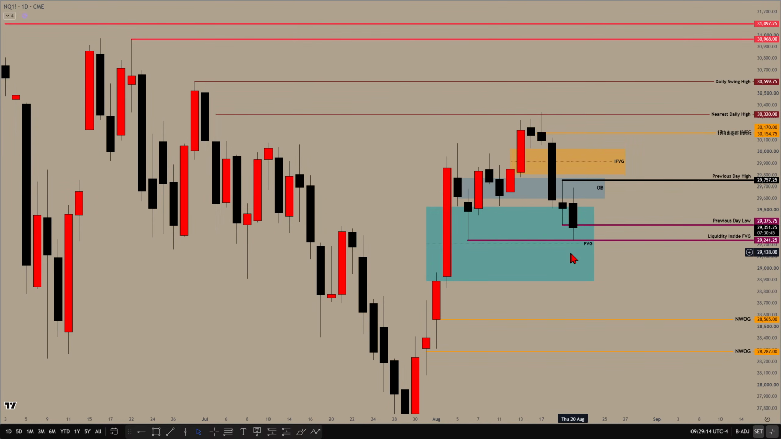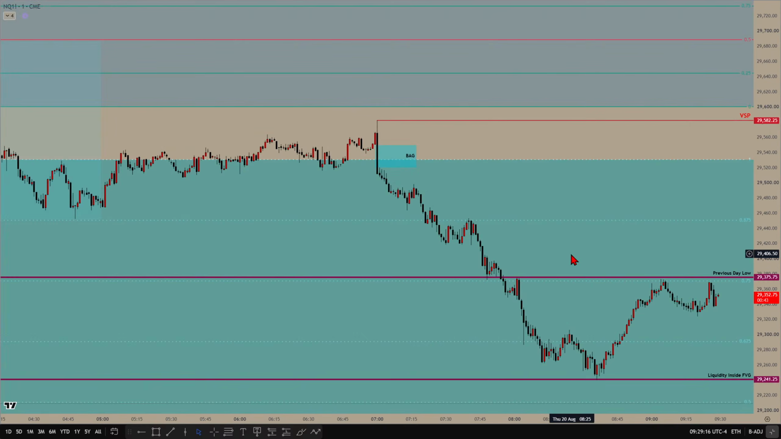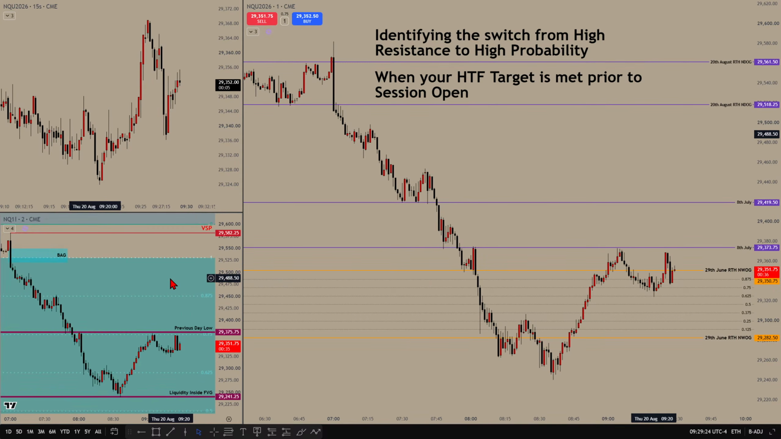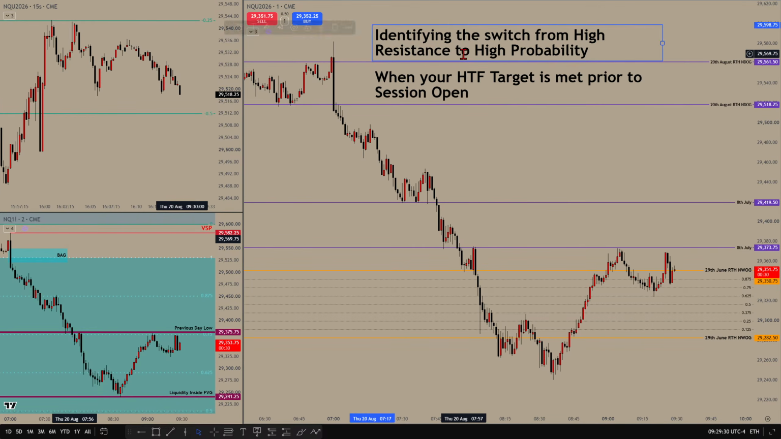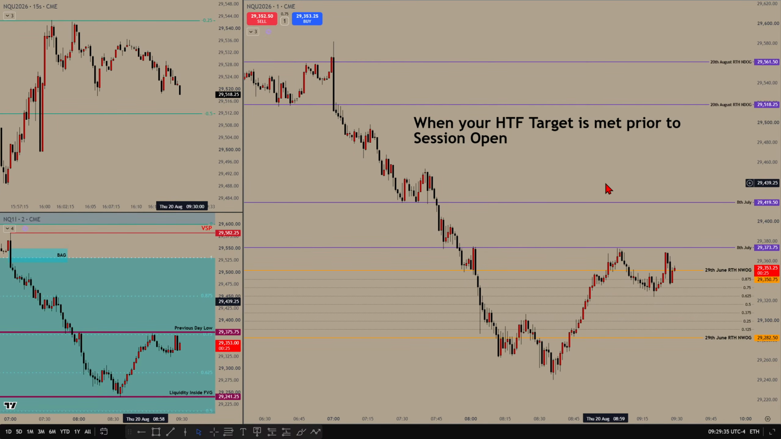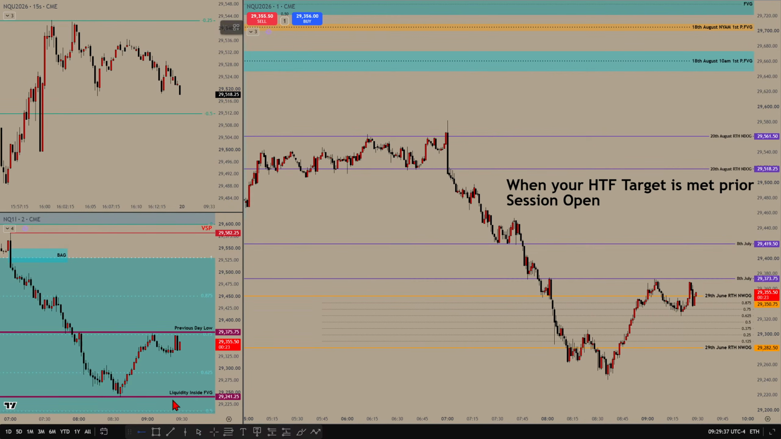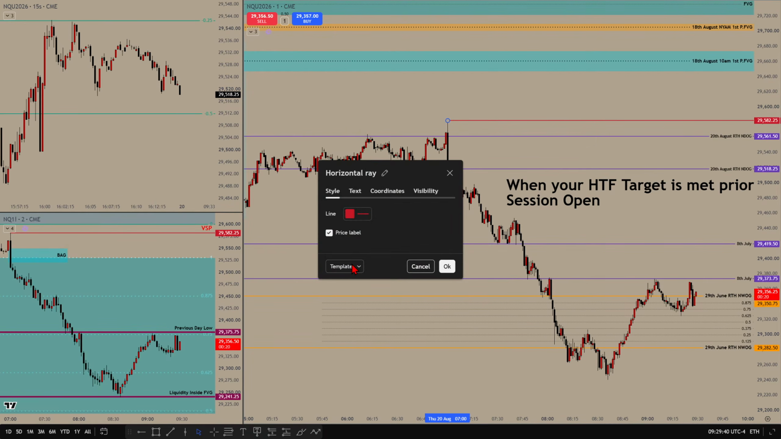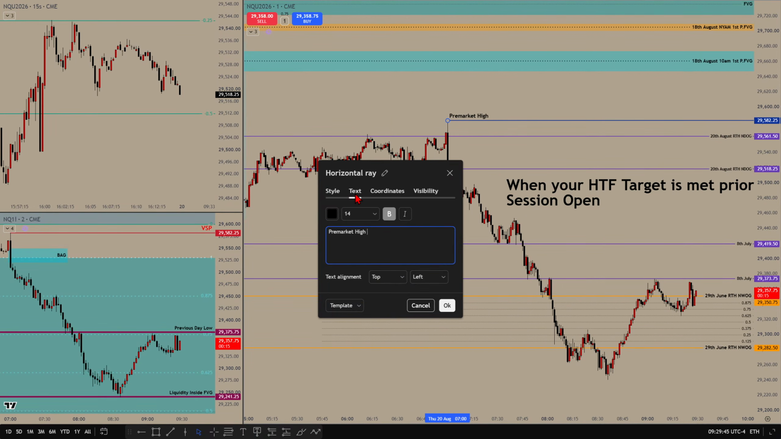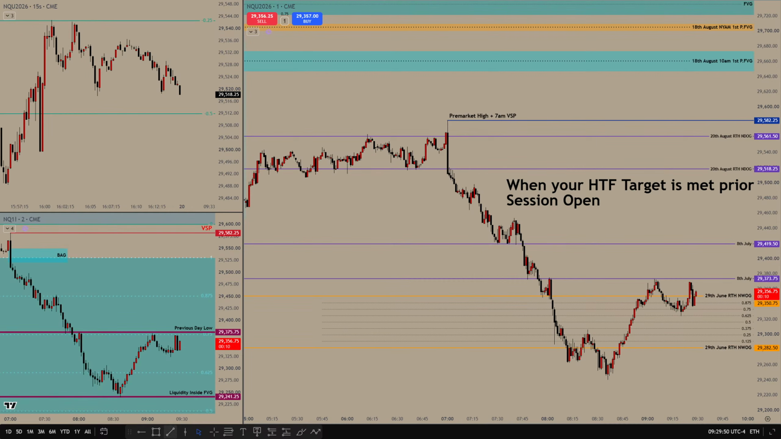So now we have to reevaluate our circumstances on the lower time frame. And we're going to keep this chart set to a 5-minute. No, keep it set to a 2-minute. The session's about to begin. We're going to talk more specifically about when your high time frame target is met prior to the session open. Liquidity pool objectives. You've got a 7 a.m. VSP, pre-market high. And you've got a pre-market low.